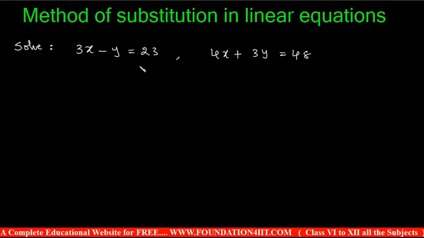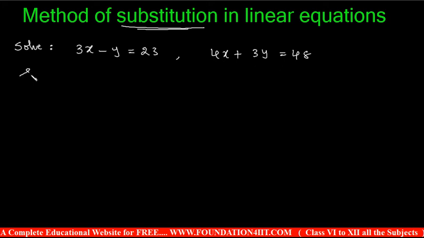So these are a system of linear equations. For every linear equation, there are infinite solutions. For this also, there are infinite solutions. But for both to be satisfied, what is the common solution? That only we should find out. So there are methods of solving simultaneous linear equations. In the substitution method, we need to substitute the value of one of the variables in the other equation.